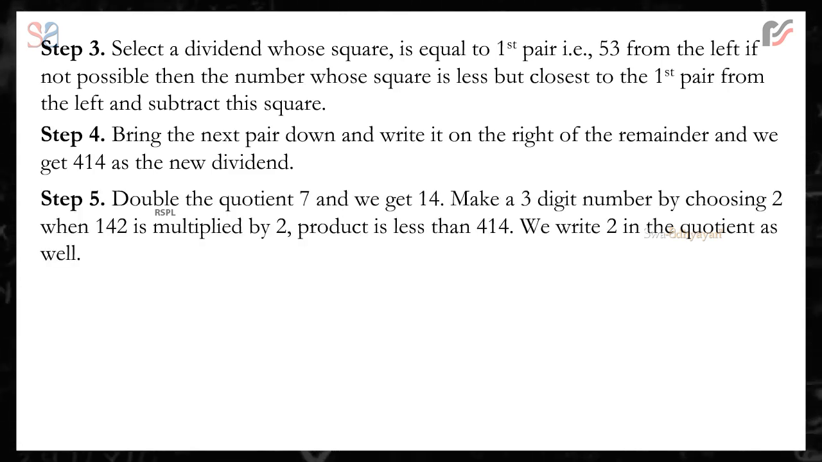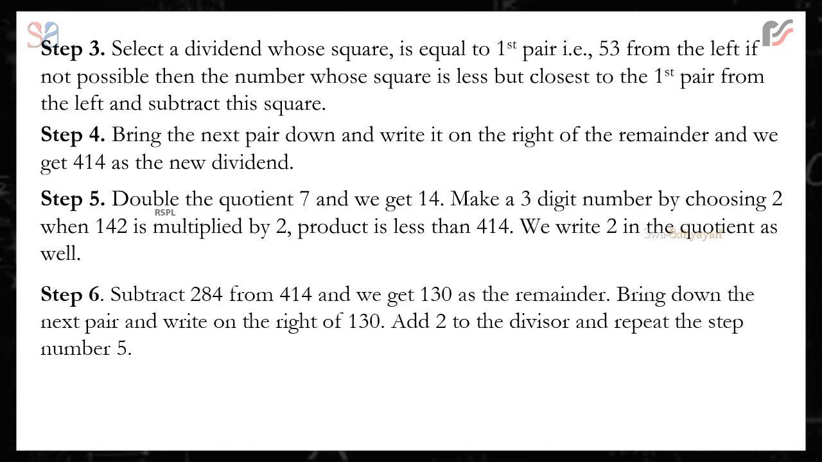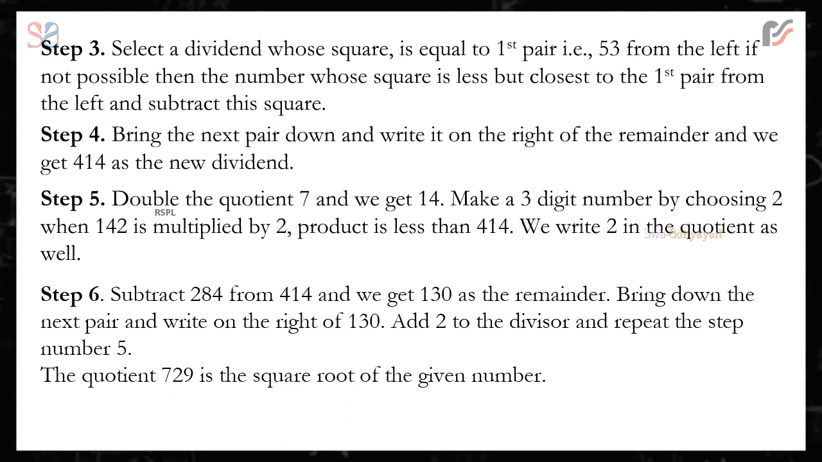Step 5. Double the quotient 7 and we get 14. Make a 3-digit number by choosing 2, when 142 is multiplied by 2, the product is less than 414. We write 2 in the quotient as well. Step 6. Subtract 284 from 414 and we get 130 as the remainder. Bring down the next pair and write on the right of 130. Add 2 to the divisor and repeat Step 5. The quotient 729 is the square root of the given number.